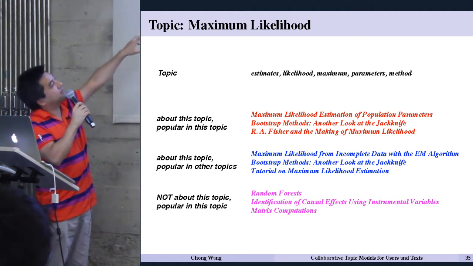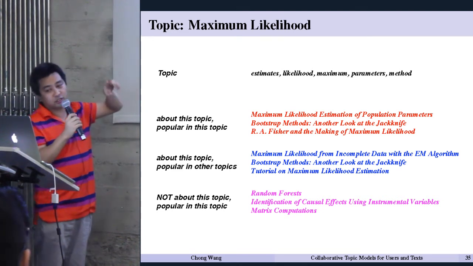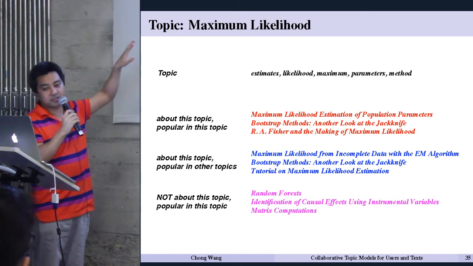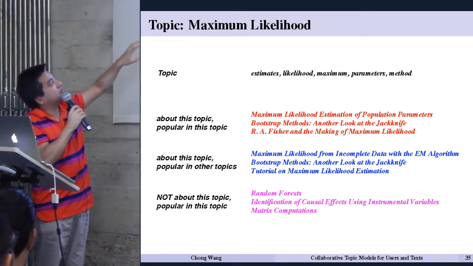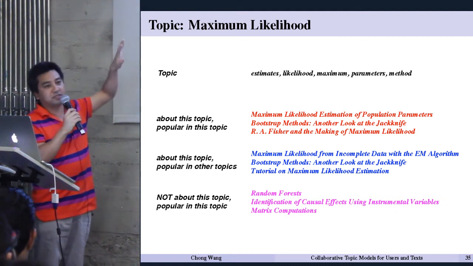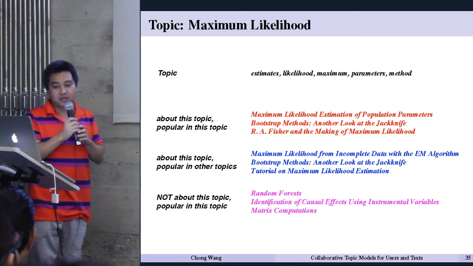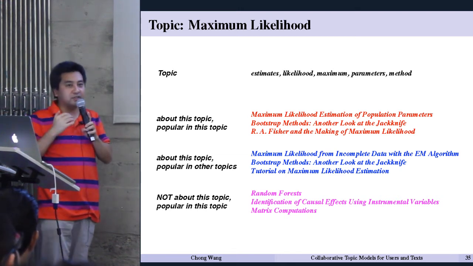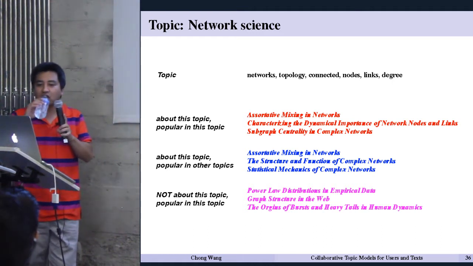So the last 3 articles are not about this topic. They don't really talk about parameter estimation in these papers, but they are actually popular in this area because this idea is maybe useful in this area as well. So this sort of thing you can discover from the results. There's another example.